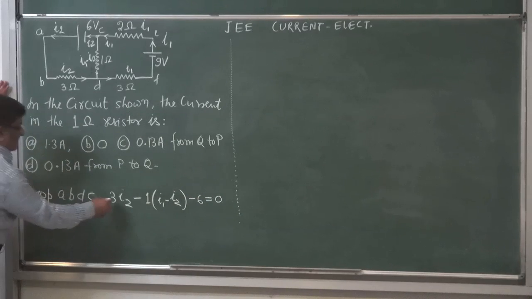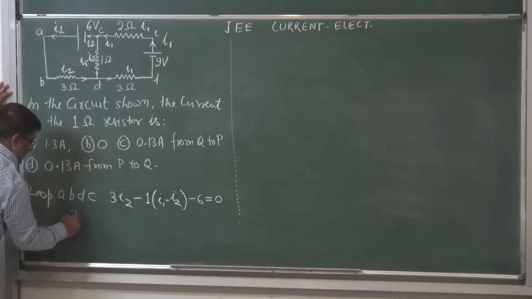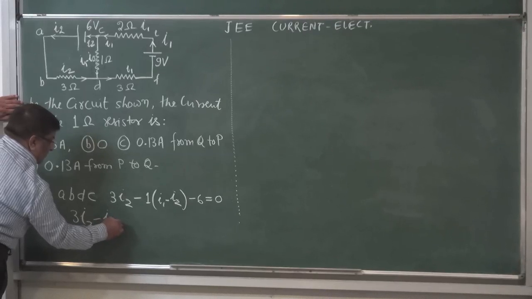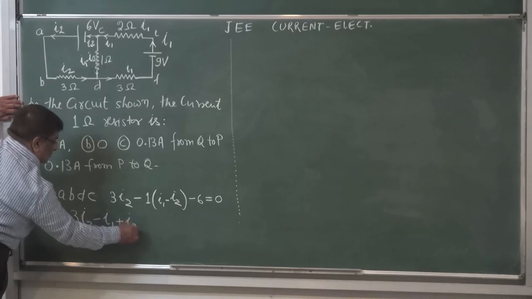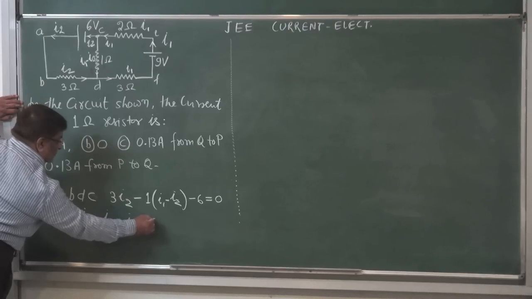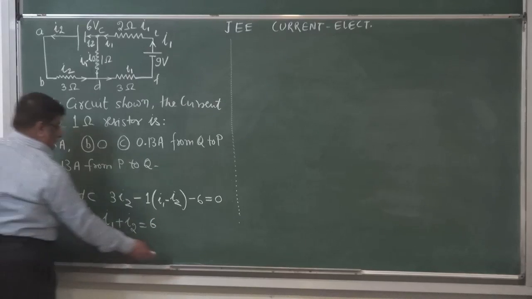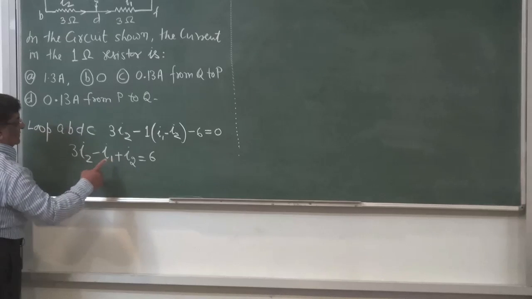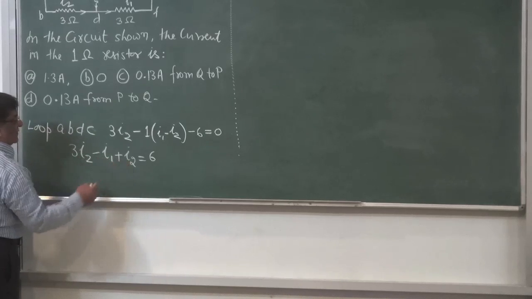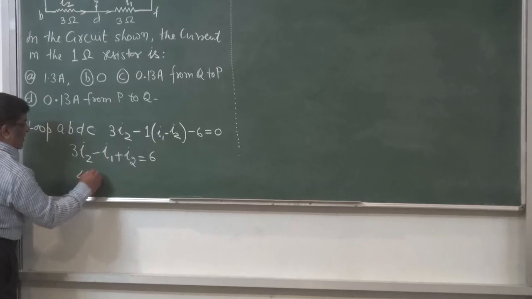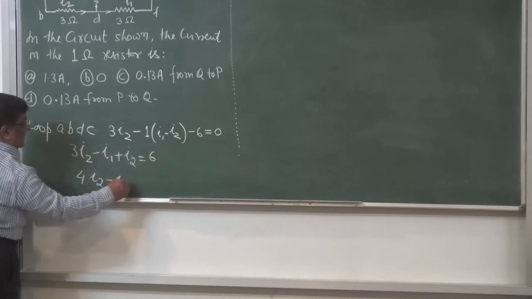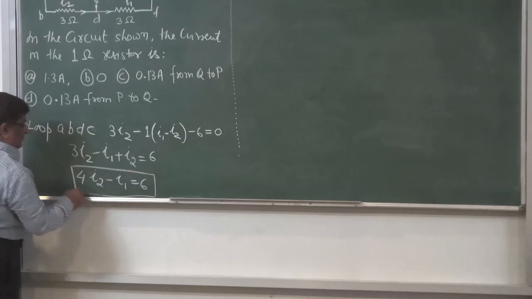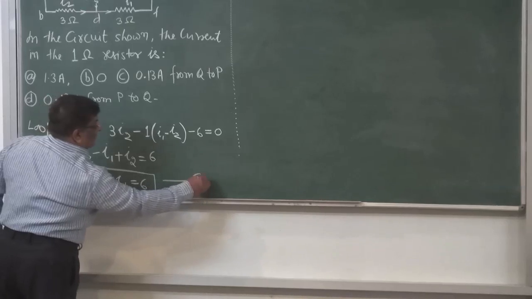So I simplify it. This is 3I2 minus I1 plus I2 is equal to 6. And this gives 3I2 plus I2, that is 4I2, so 4I2 minus I1 is equal to 6. Okay, this is equation 1.